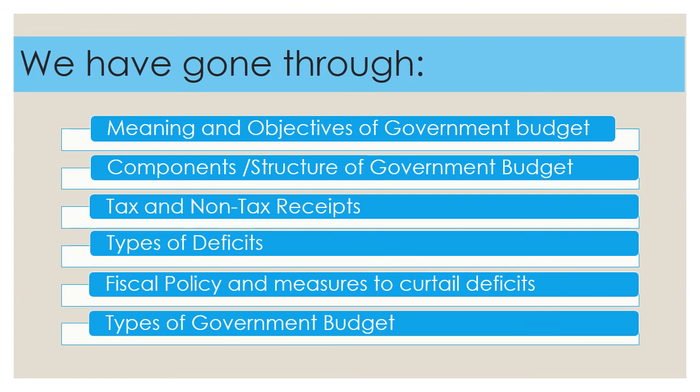So to sum up, we have gone through meaning and objectives of government budget, components or structure of the government budget, tax and non-tax receipts, types of deficits, fiscal policy and measures to curtail deficits, and lastly, types of government budget.